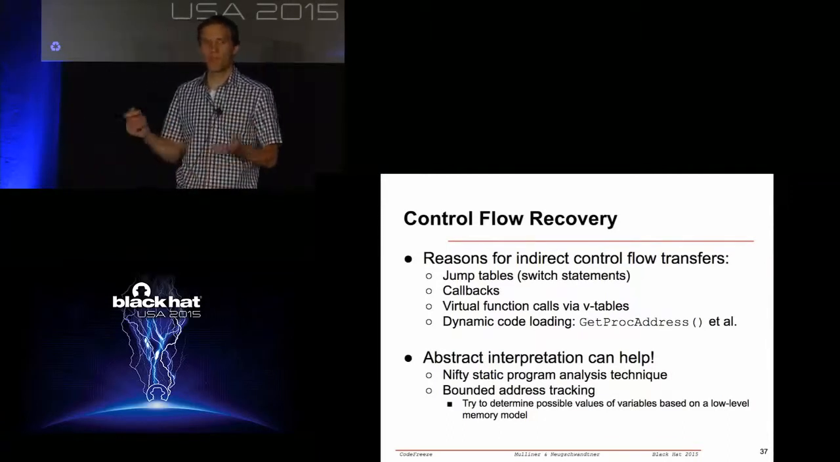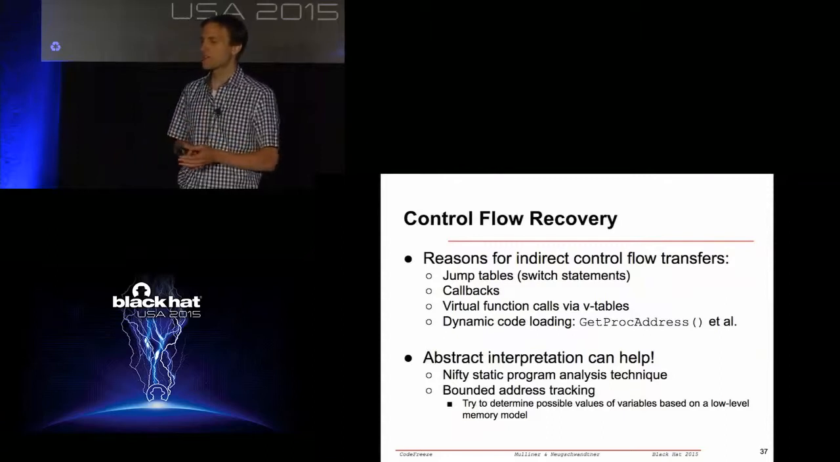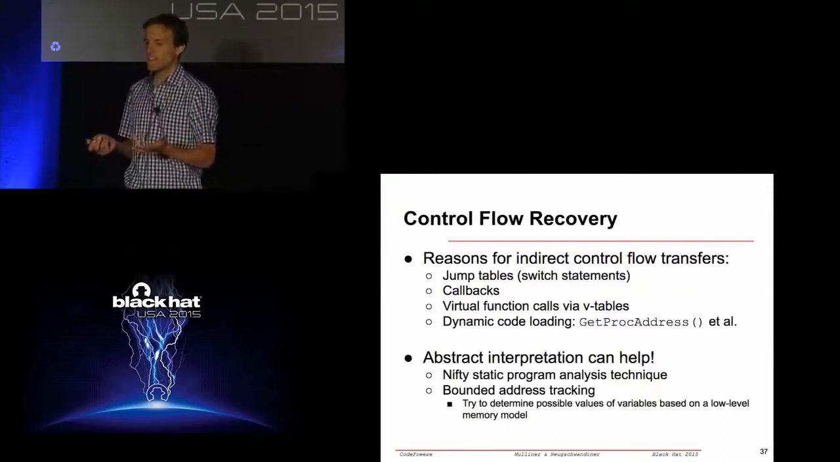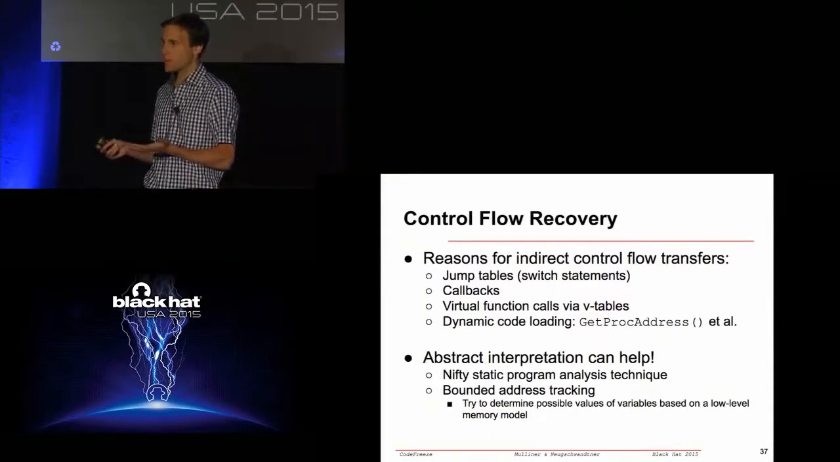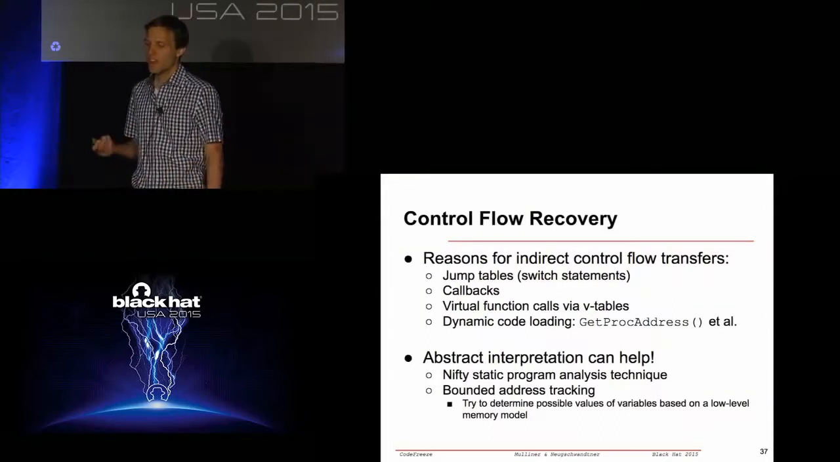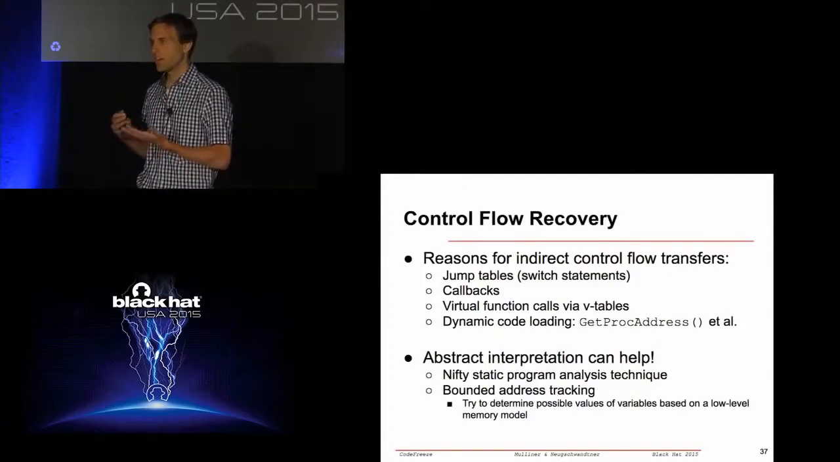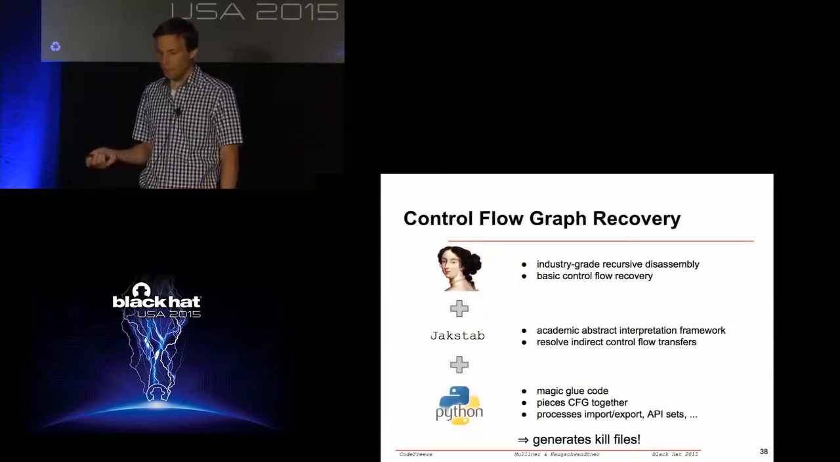Abstract interpretation is one of those nifty static program analysis techniques that use data flow analysis. In this case, what we use is bounded address tracking. The basic idea is that you are able to determine the values of variables, like this register, based on a very low-level memory model, and using solely static analysis, so not actually executing the program.